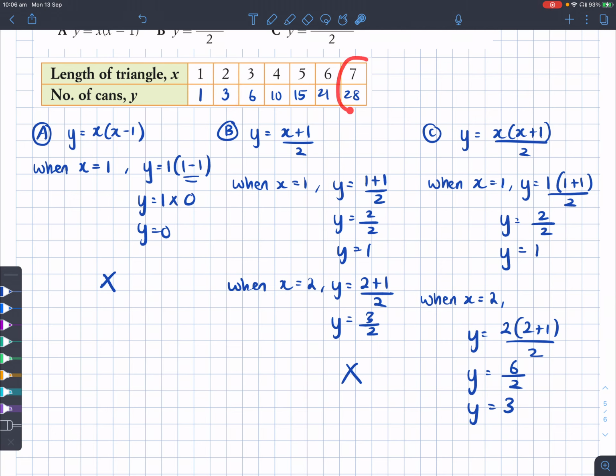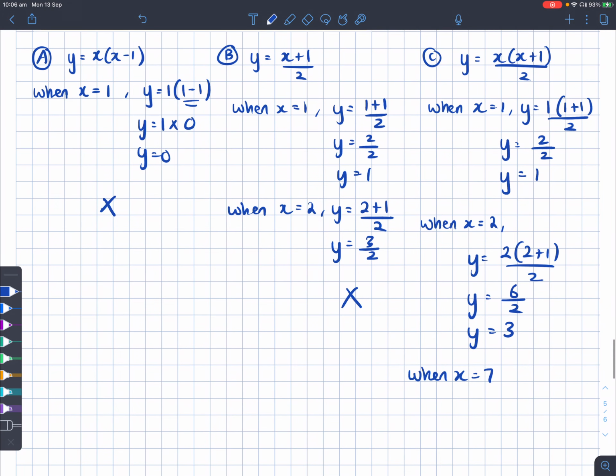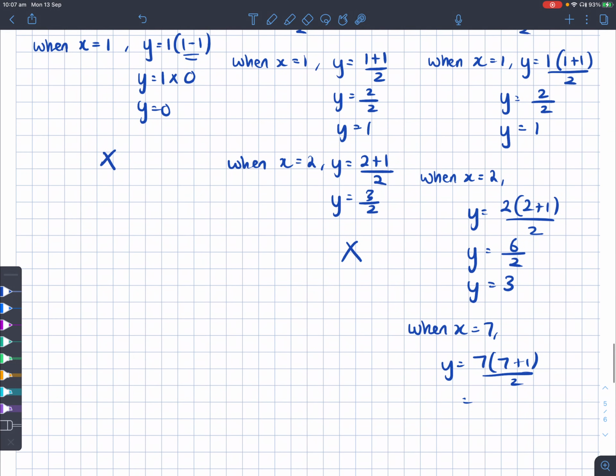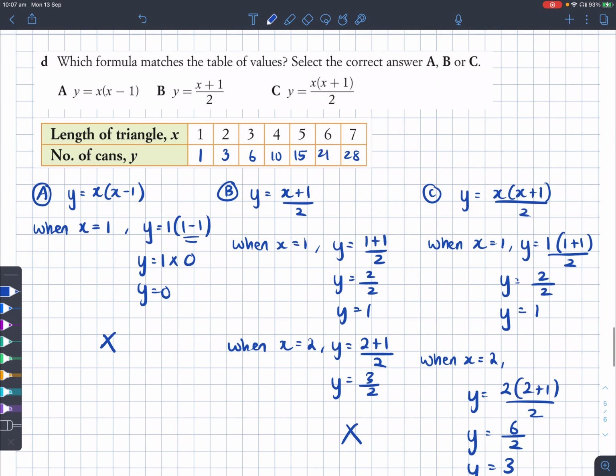You can even try out the last one. If I try out 7, so when x is 7, then y would equal 7 times 7 plus 1 over 2. That's the same thing as 7 times 8, which is 56 over 2, and that's equal to 28. Does that create 28 in the table? Yes, it does. So that means C is our correct answer. There we go.